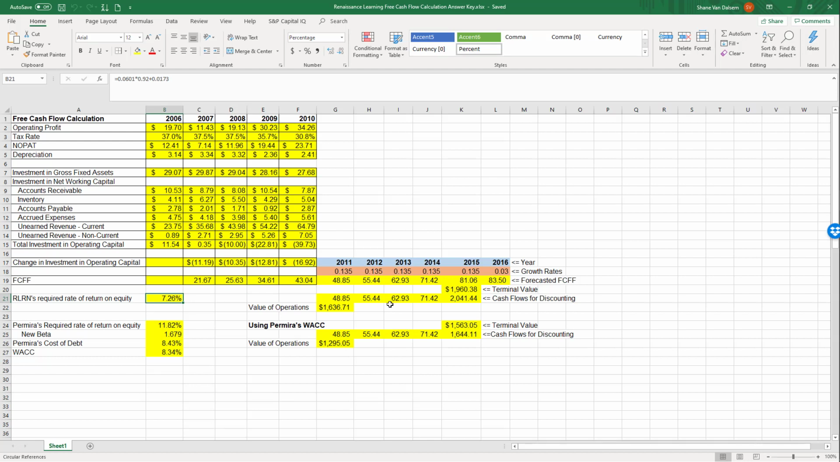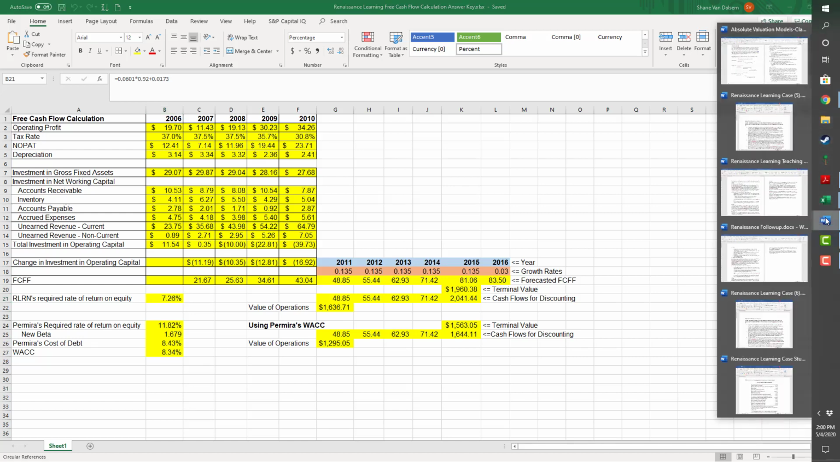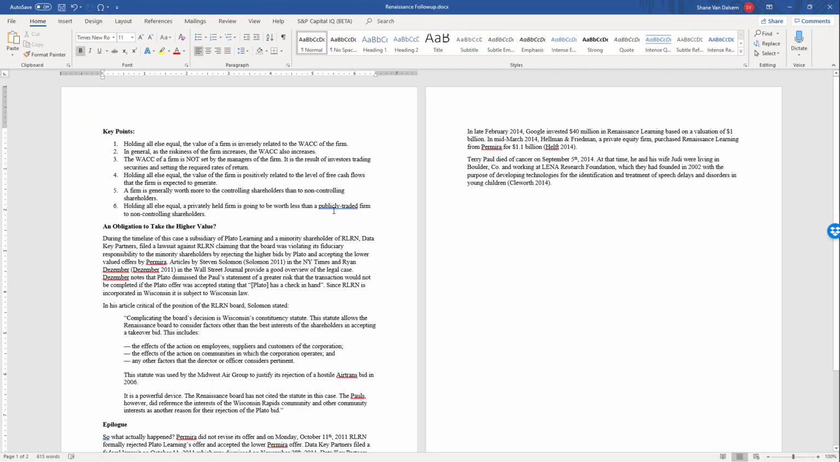So just keep that in mind, and then I'm going to go through a couple of other reasons as we go through the rest of the case here. So I'm going to switch over here. I'm going to put this spreadsheet out online for you. I'm also going to put out this document here.